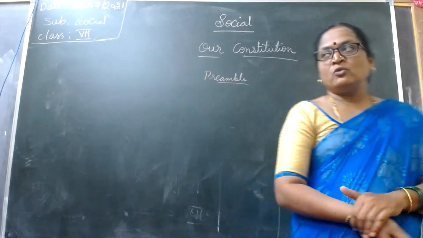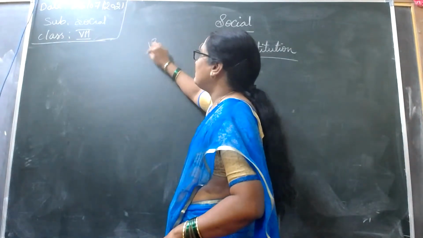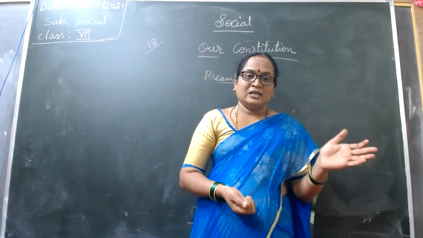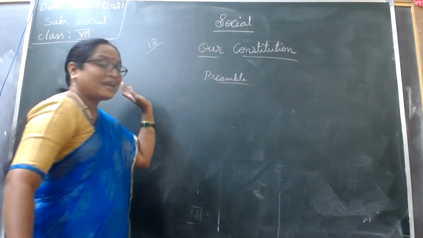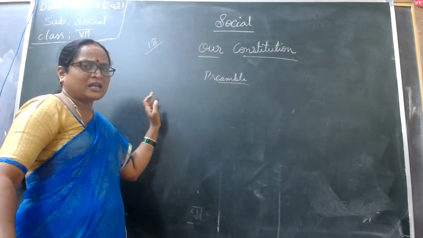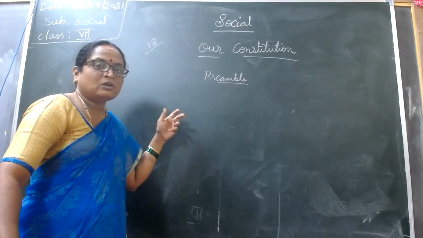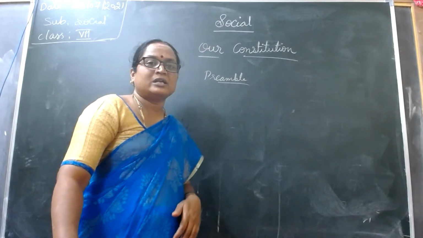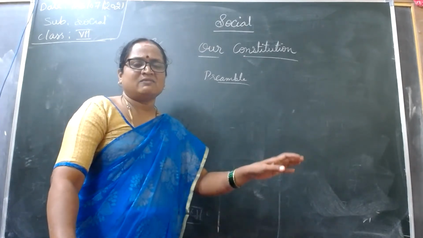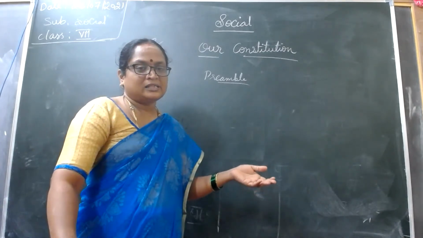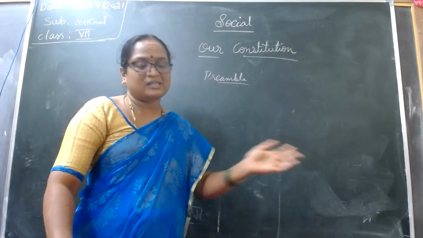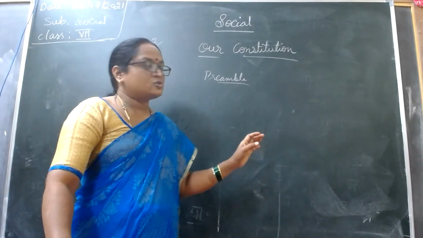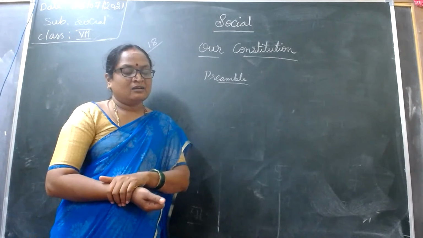Universal adult franchise. Whom do we call an adult? Those who have completed 18 years of age, we identify as adults. In India, each and every citizen who has completed 18 years and above has the power to vote, to give the vote freely and frankly. That is called universal adult franchise. Whether he is a teacher, a doctor, a clerk, a peon, a beggar, or a poor person, all are treated equally. No one is above the law.